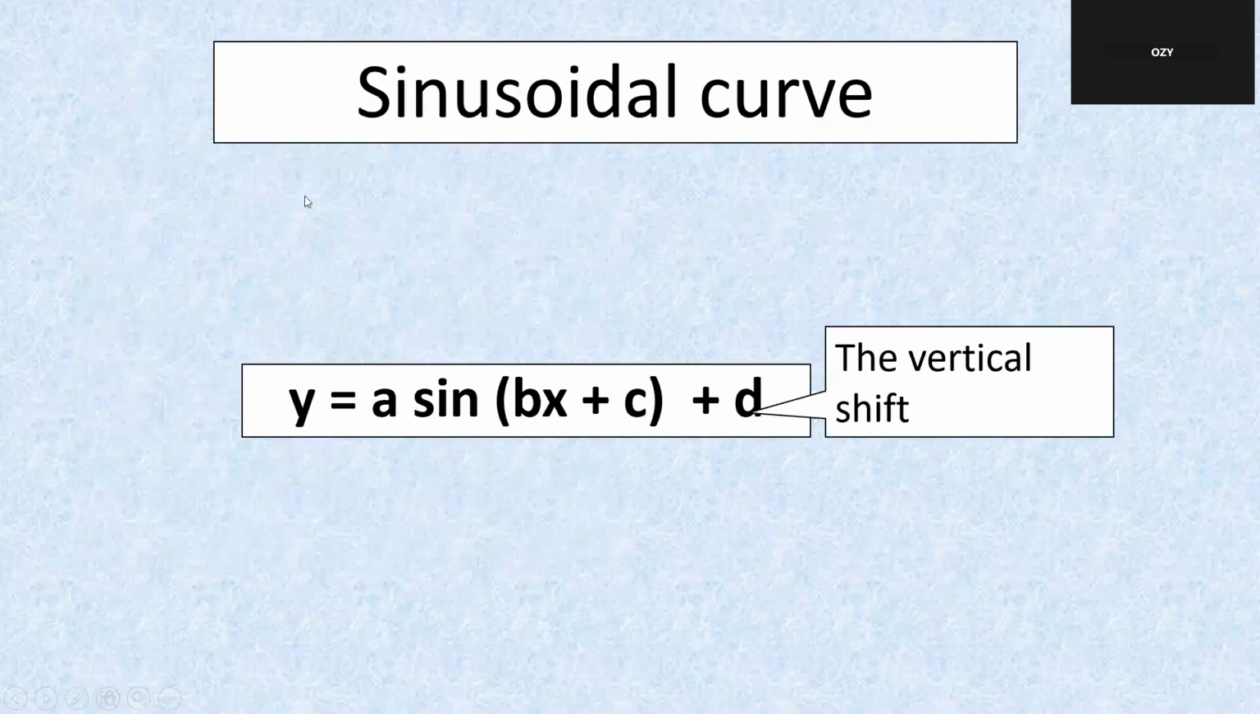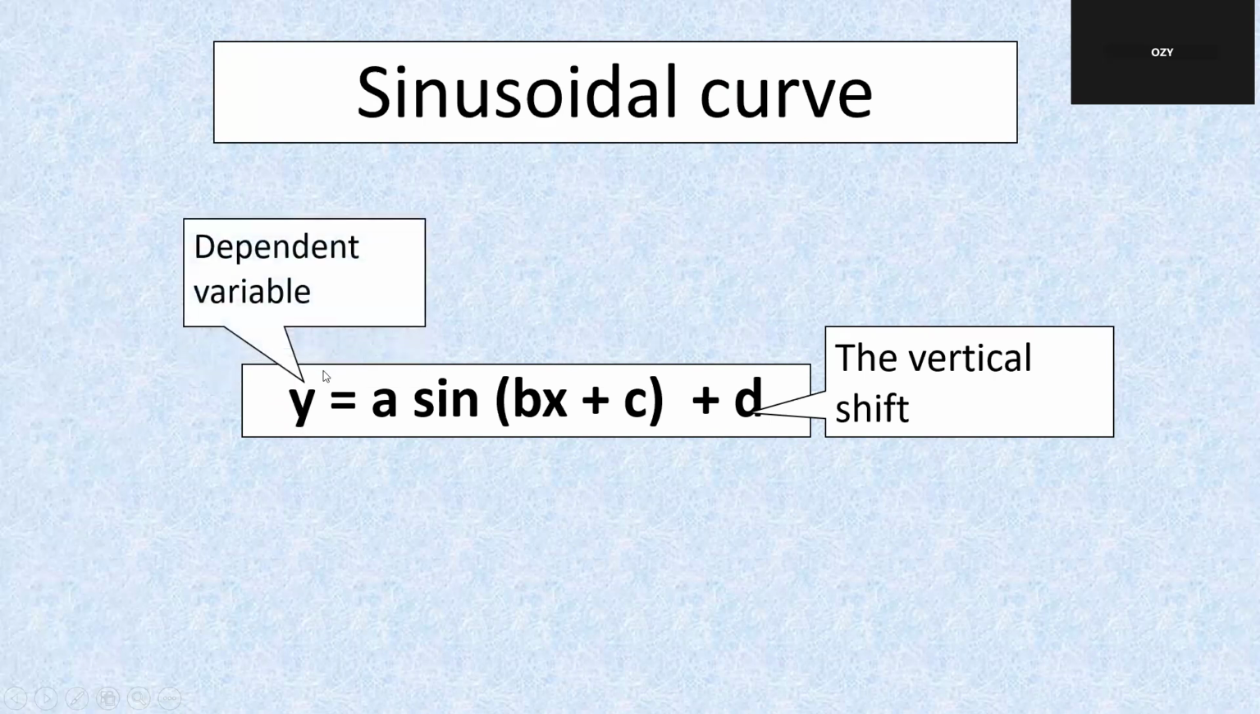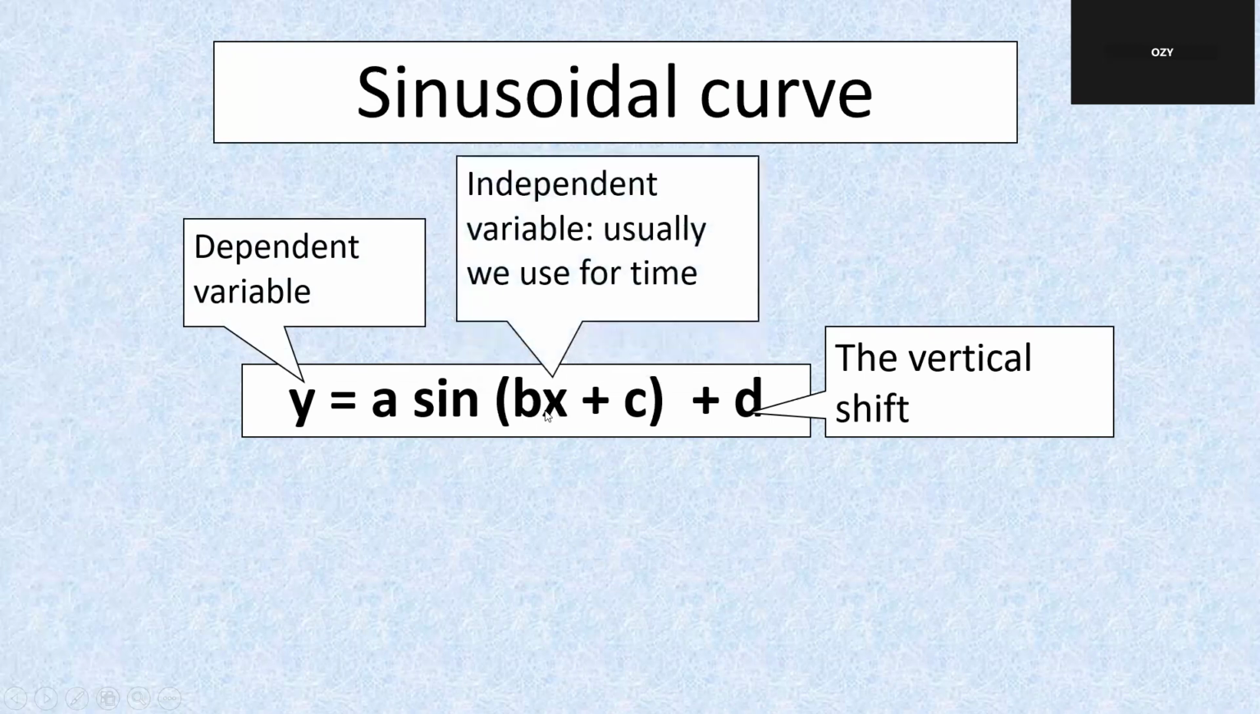You can use your textbook. There's a general equation of a sine curve, the sinusoidal curve. D is for vertical shift, shifting it upwards or downwards. Positive means upwards. This is the dependent variable. X is the independent variable. Usually we use time rather than X, or sometimes we will use the angle theta.